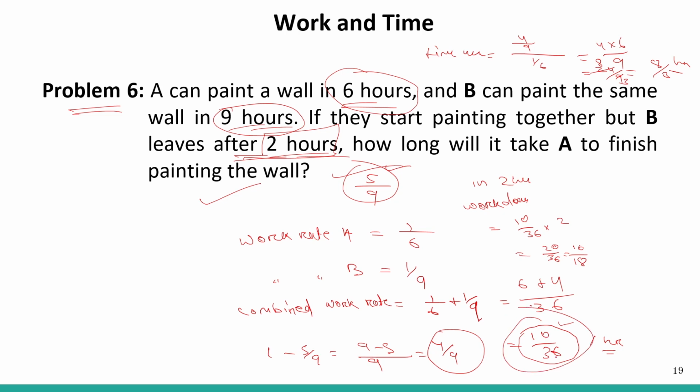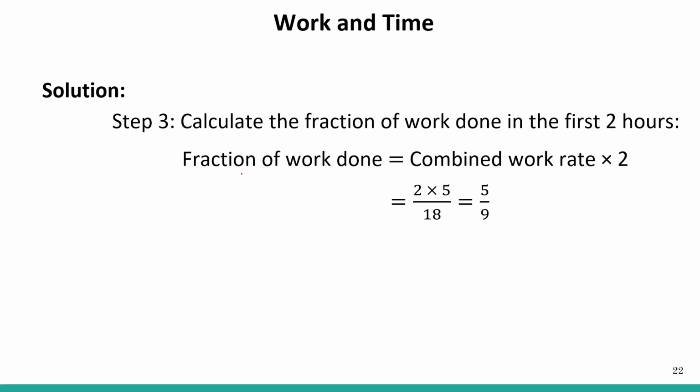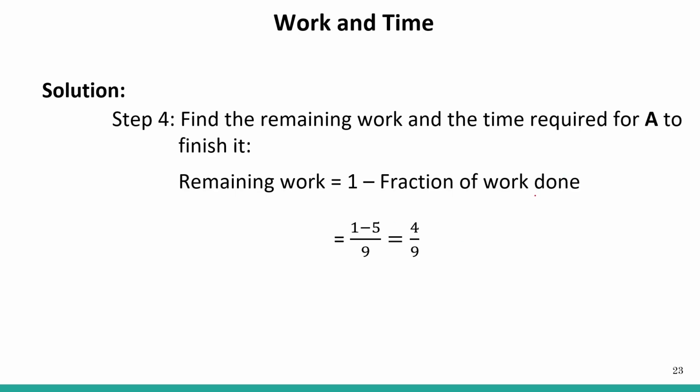10 by 36 is equal to 5 by 18. So in 2 hours, the fraction of work done is 2 into 5 by 18, which is 10 by 18, that is actually equal to 5 by 9. What we do next is find out the remaining work after B leaves. How much work is A left with to be done on the wall?